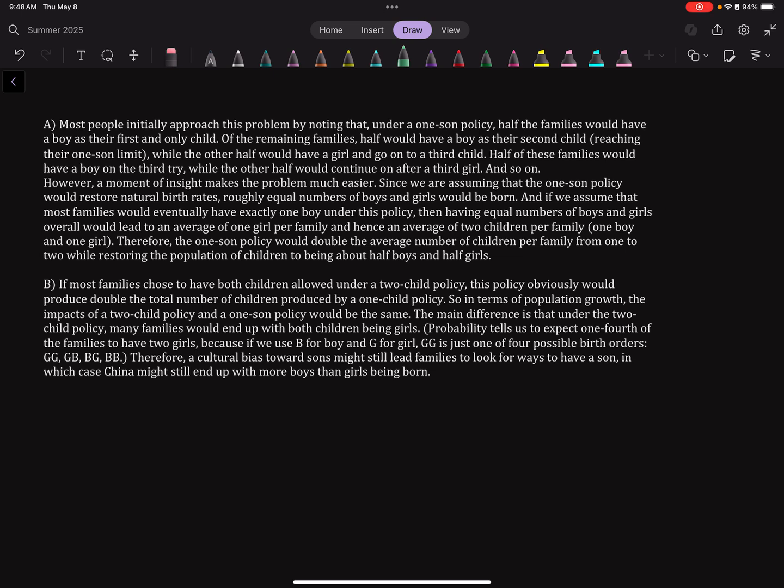The main difference is that under the two child policy, many families would end up with both children being girls. Probability tells us to expect 1/4 of the families to have two girls, because if we use B for boy and G for girl, GG is just one of the four possible birth orders. So if you're having two kids, you can have girl girl, girl boy, boy girl, or boy boy. No other order. Therefore, a cultural bias towards sons might lead families to look for ways to have a son, in which case China might still end up with more boys than girls being born.